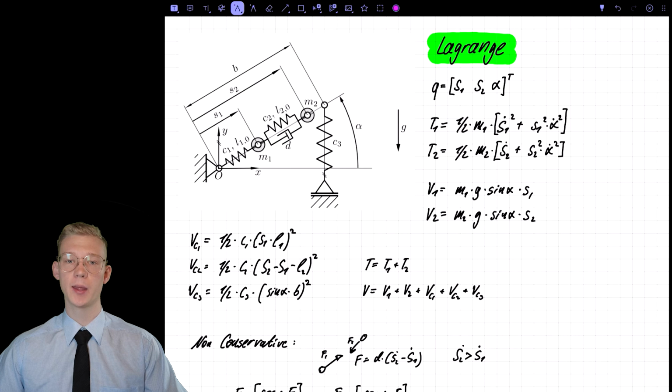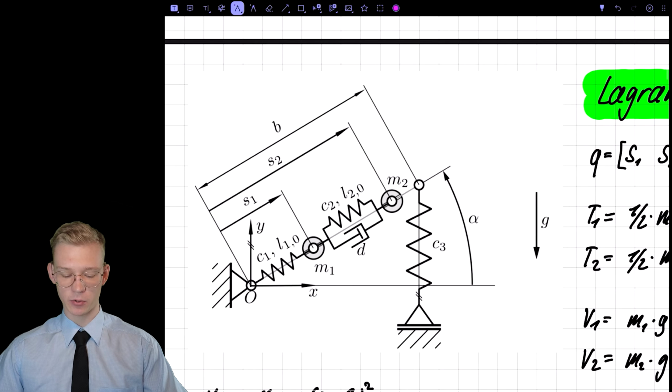In this video, we will get the equations of motion of a system with two masses, three springs, and a dampener, so a non-conservative force. And we will do that by applying the Lagrange equations. So let's jump right in. Let's look at our system first.